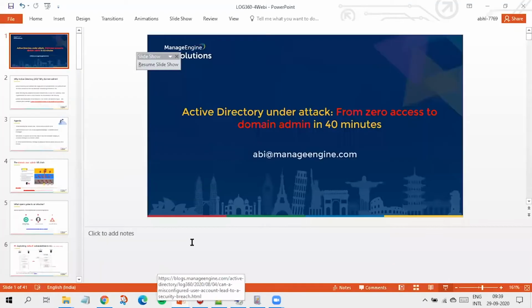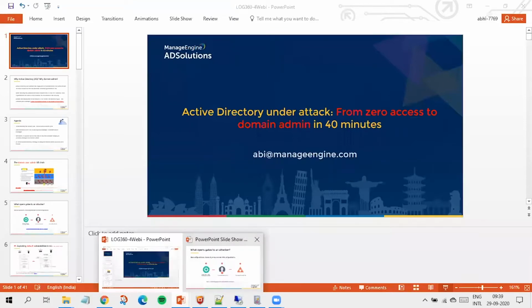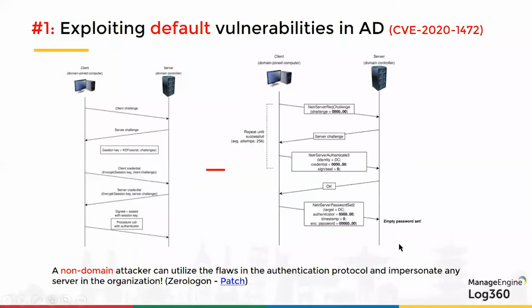All right, so getting back to the matter at hand, let's see what we have in store for us. We are going to look at 10 attacks right now. I'm going to quickly go through them so our time permits as well, and we'll see how Active Directory can be exploited. The first attack we've got here is the Zerologon attack within Active Directory.